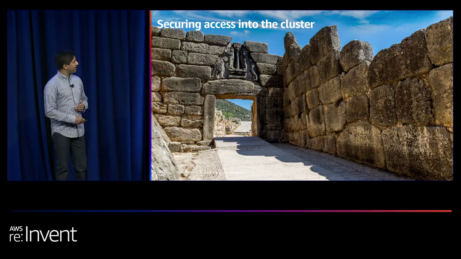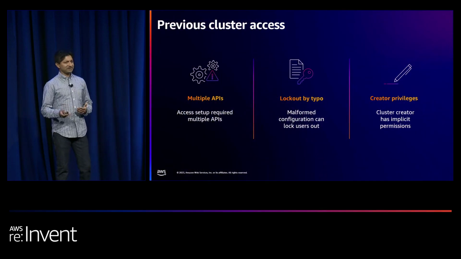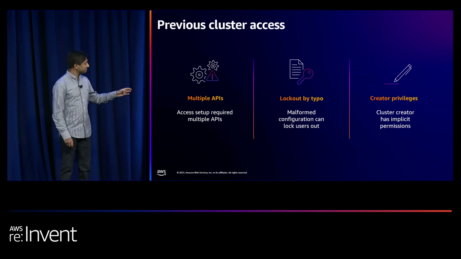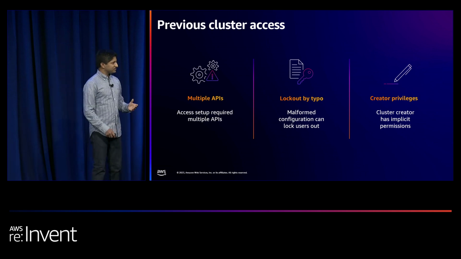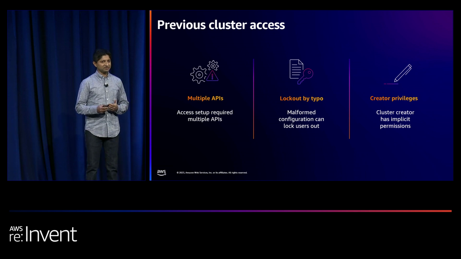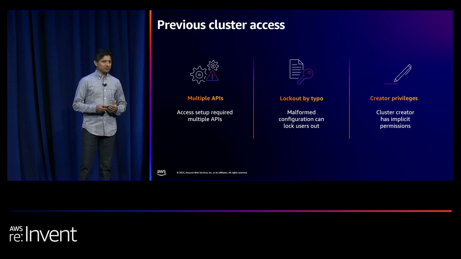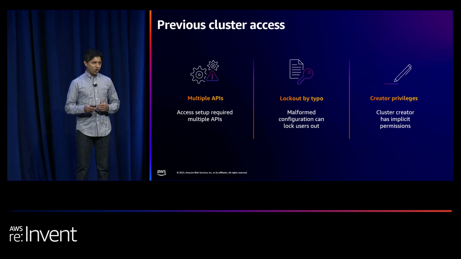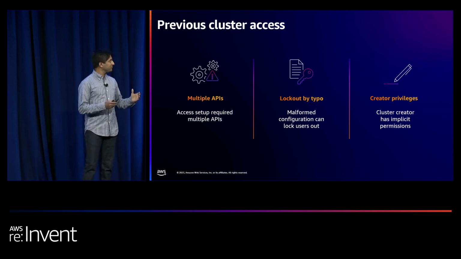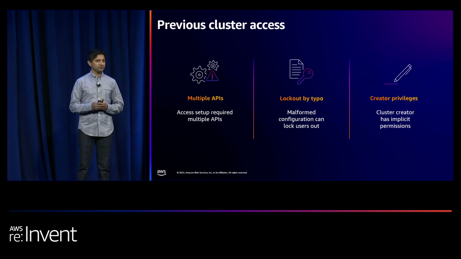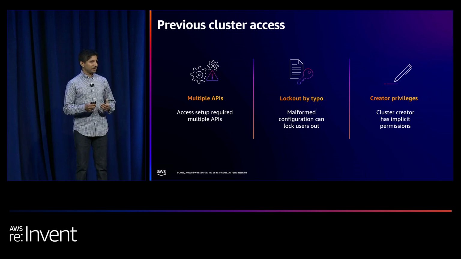Fast forward 3,300 years, it's 2018 AD, and Amazon EKS was just launched. And as you can imagine, securing the front gate to an EKS cluster was equally important. The approach we took at that time was a very Kubernetes-native, open source method to secure your clusters. That meant that you could use Kubernetes permissions along with IAM to define a mapping through a config map to say who can access what.